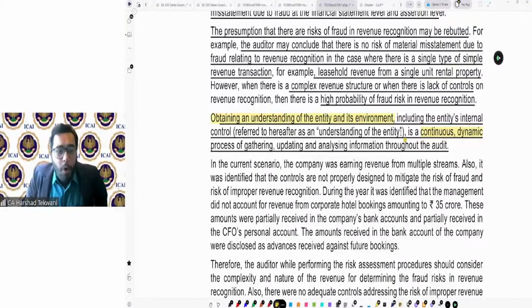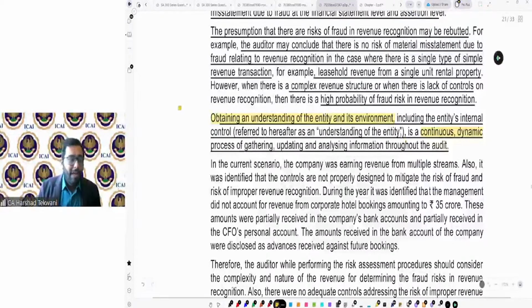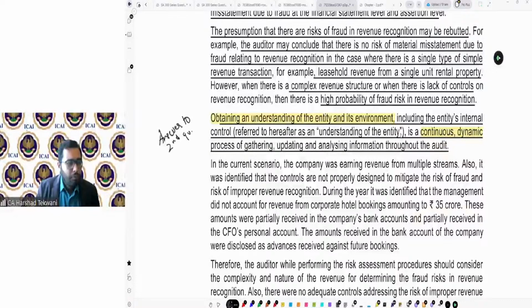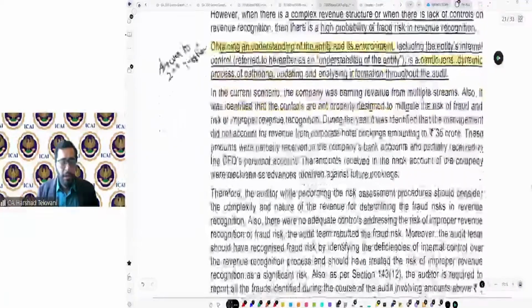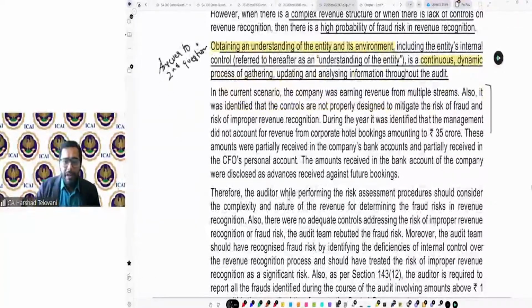Now we are coming to what should be done. I'm talking about what auditors should do here, kind of an answer to the second question. Now what should auditors do? Because it's a continuous and dynamic process, the auditor is required to revise the risk assessment procedures. Okay. This is a current scenario which is given here.